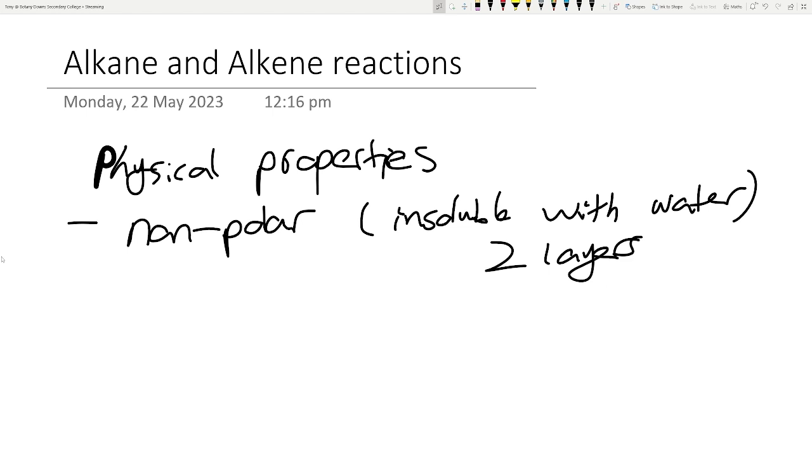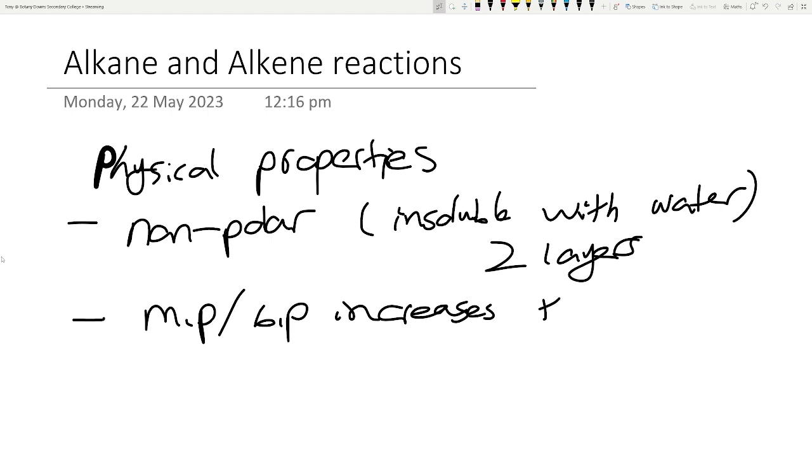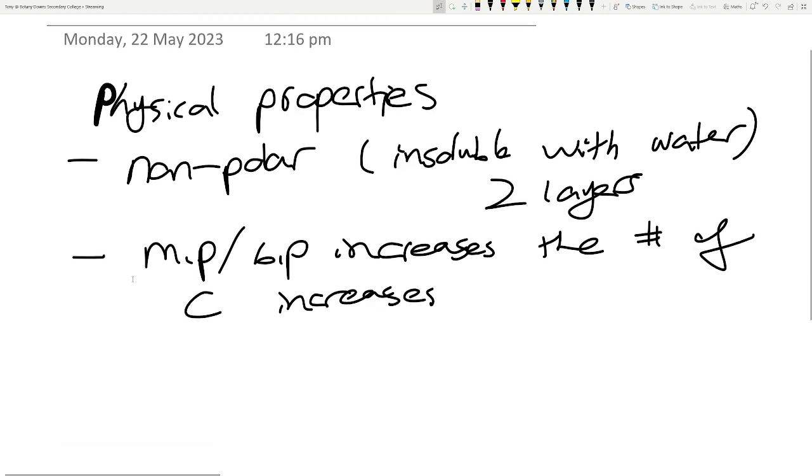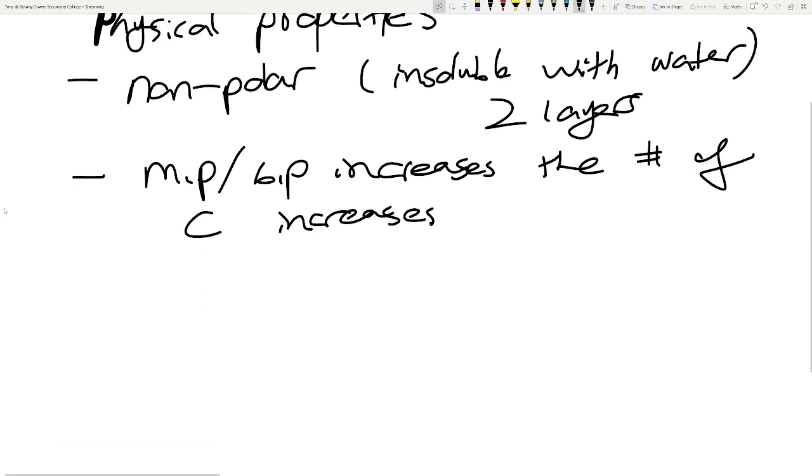You get two layers, and normally their melting point and boiling point increases as the number of carbons increases. That's just the case for any organic molecules. Once you learn intermolecular forces like temporary dipole attraction in year 13, you will understand this more. The shorter chain alkanes are gases at room temperature, but they can become a liquid if the chain gets bigger.